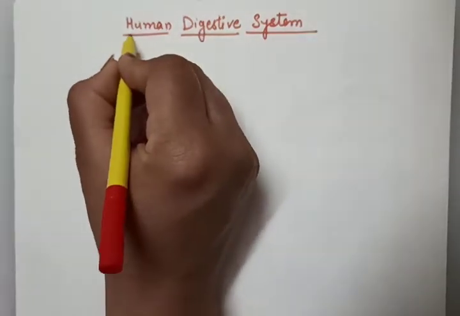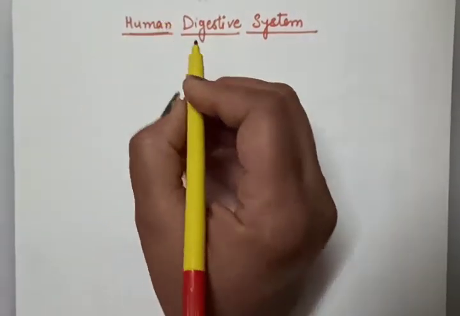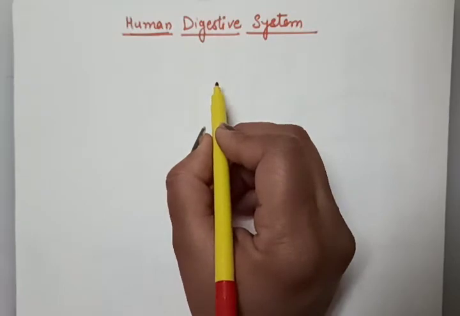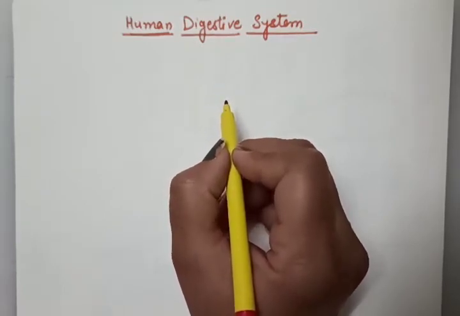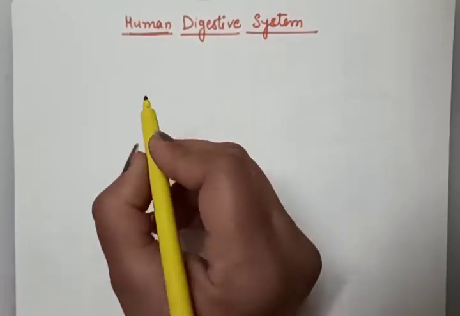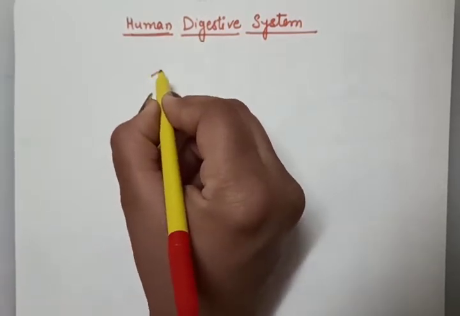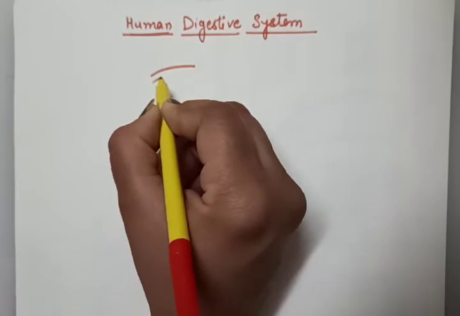So our next topic is human digestive system. Side by side we will draw the diagram and we will do the functioning of all the parts of the digestive system. Okay. So let's start with the mouth.